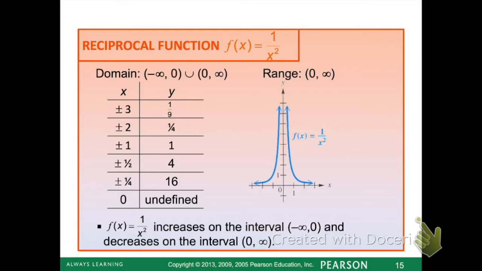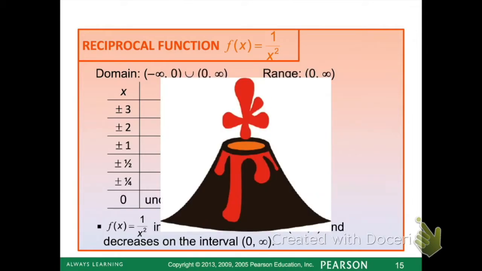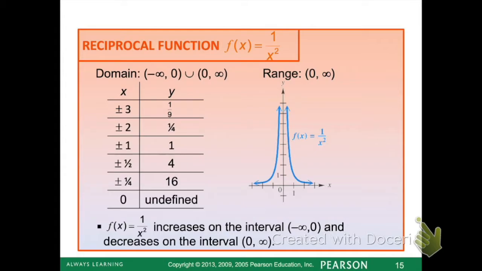The next function that we're going to look at is f of x equals 1 over x squared. Anytime you see a function like this, I want you to think about a volcano. Because look at this graph. It's going to do what we call volcano. Instead of these two arrows going opposite ways like they did in our previous example, they're actually going to go the same direction. So we have our domain the same, negative infinity to 0, union 0 to infinity.